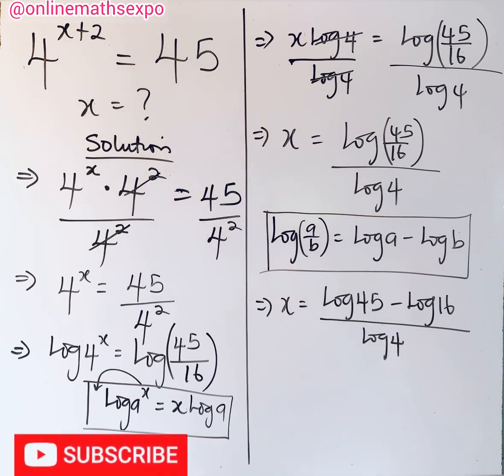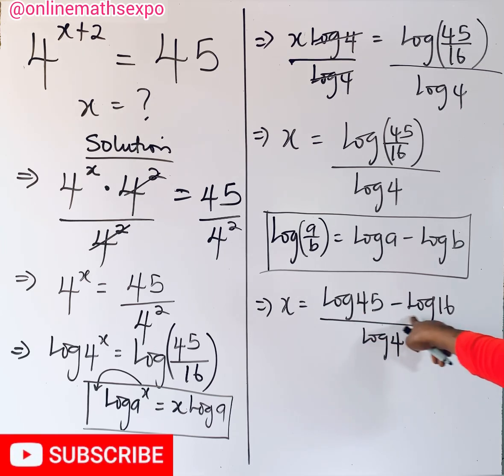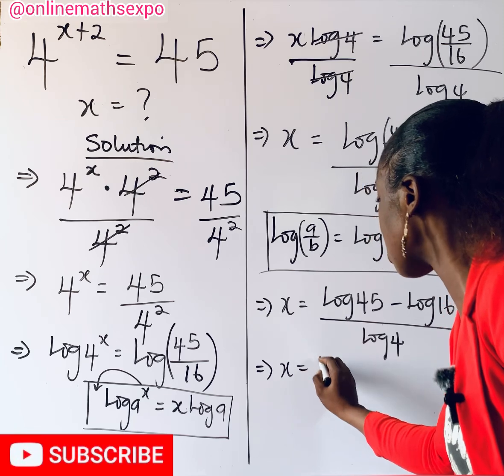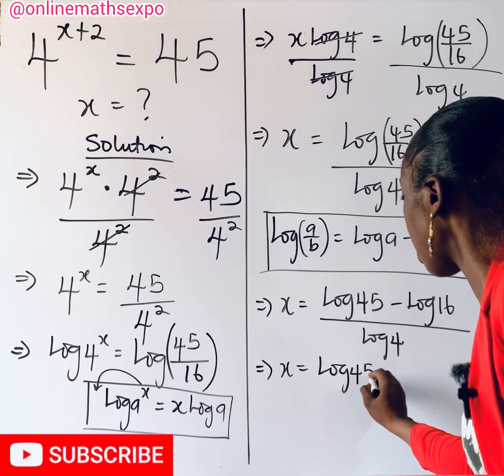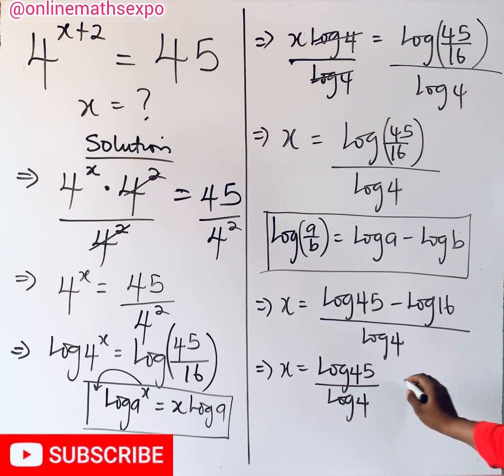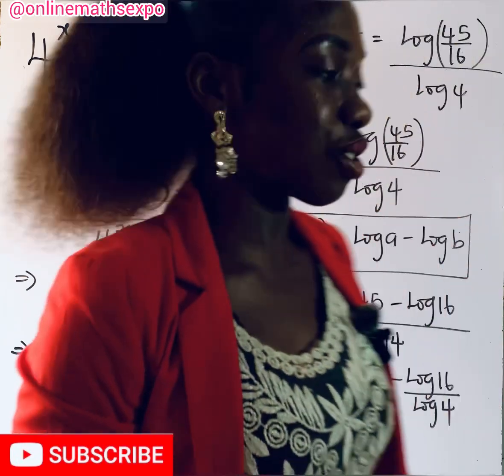Interesting. Now, what do we do again? You observe that this is the denominator of these two numerators. So you can still rewrite this to be x is log of 45 divided by log of 4, okay, minus log of 16 divided by log of 4. Interesting. Now simplify further.